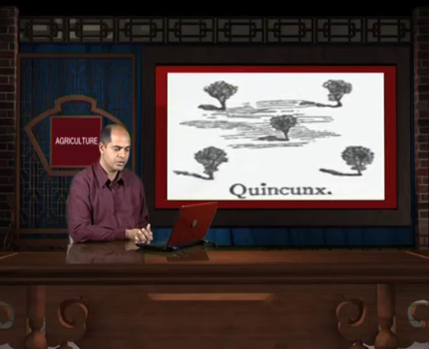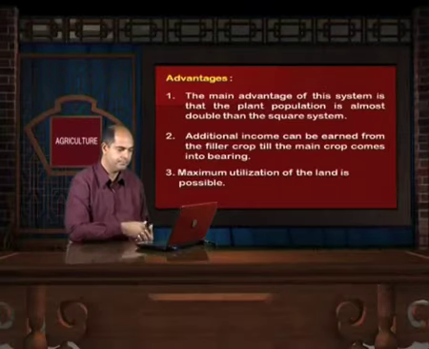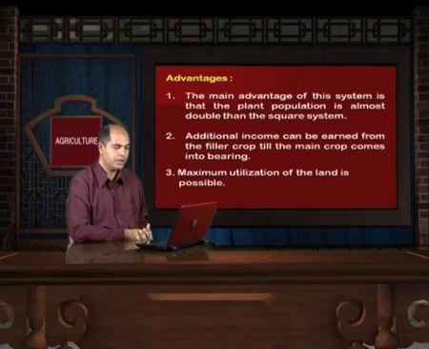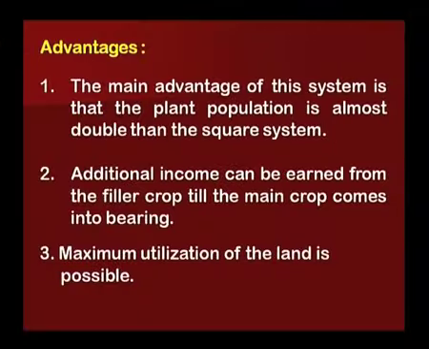This picture shows the Quincunx system, and you can clearly see the fifth plant in the center of a square. Advantages: the main advantage of this system is that the plant population is almost double that of the square system. Additional income can be earned from the filler crop till the main crop comes into bearing. Maximum utilization of the land is possible.